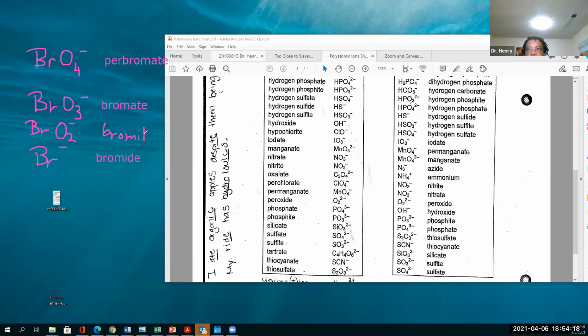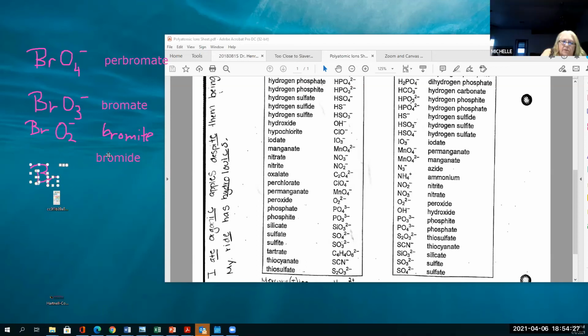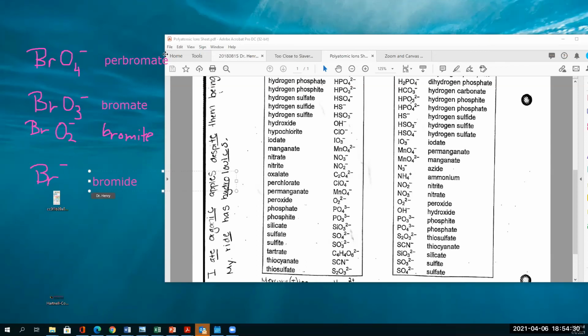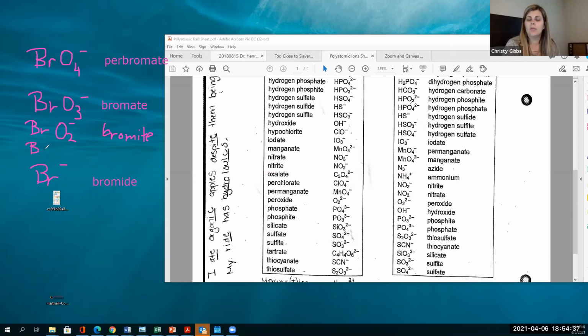And then hypobromite. It's BrO minus. Hypo, not hyper. Hypo, BrO. Hypo would be one oxygen, right? Because if bromite was two, then hypo is one. Okay.